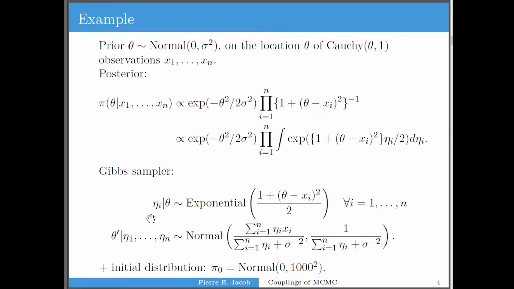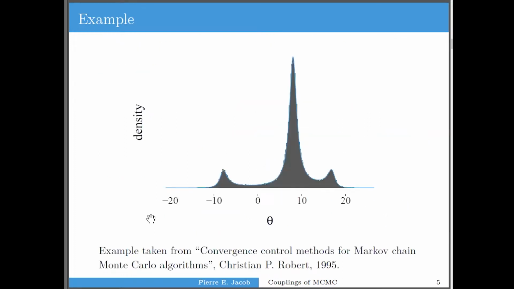So what does it look like? Well, this is the target. There's a histogram of samples from the target and the density overlaid. I don't know if you can see it. It's a trimodal distribution. Here there are just 3 observations corresponding to those 3 modes. When you have more and more observations, it becomes more like a Gaussian, but it's more interesting with just 3 observations. It's really multimodal. That's an example taken from a review article on convergence diagnostics from '95 by Christian Robert, who was my PhD advisor.